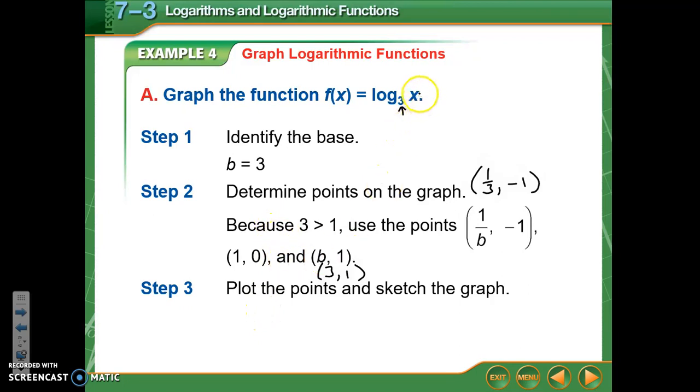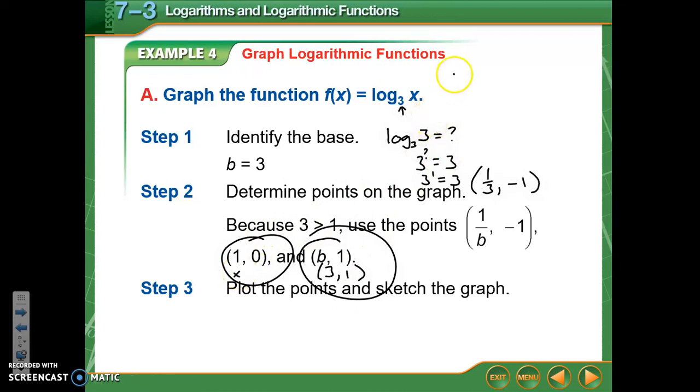Why do those work? Because if I plug in 3 to my logarithm, what's log base 3 of 3, if we're looking at this point? Why does that point work? Log base 3 of 3 equals what? Well, we're saying 3 to what power equals 3? 3 to the first equals 3. So log base 3 of 3 is 1. That's why that point works. Why does (1, 0) work? Because if I plug in 1 for x, I get log base 3 of 1 equals what? Remember, this what is an exponent. So 3 to what power equals 1? 3 to the 0 equals 1. So when I plug in 1, I get 0.